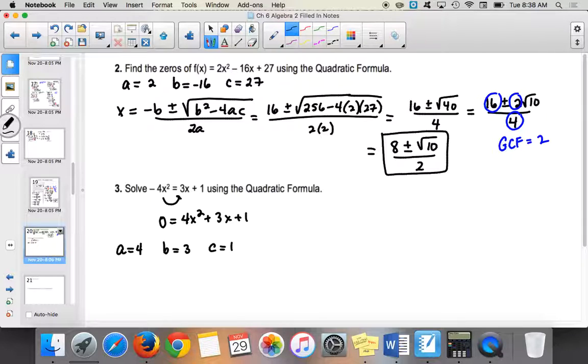So it doesn't matter if you decided that you wanted to subtract the 3x and subtract the 1 over to the left-hand side. You could have a as negative, b as negative, c as negative. That's fine, right? So if you did it another way, that's fine. All of the signs will work out in the end.